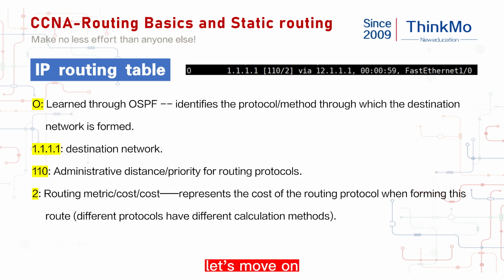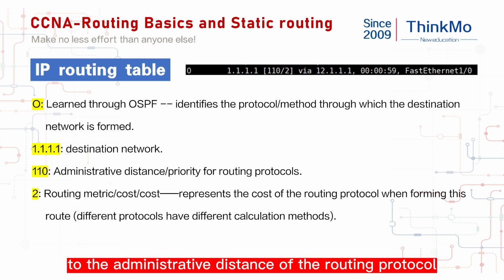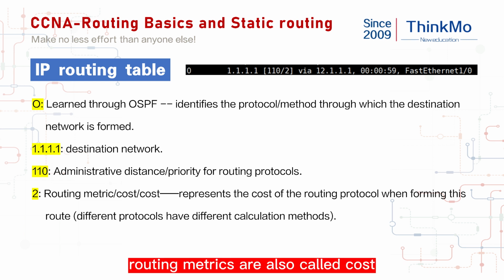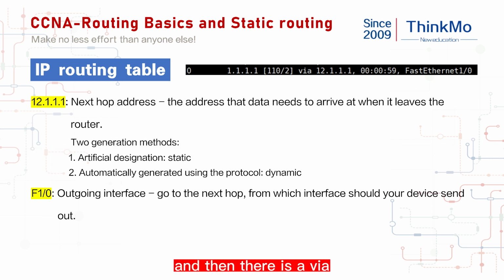Okay. Let's move on. Here is a 110/2. 110 refers to the administrative distance of the routing protocol, followed by a 2. It's called routing metric. Routing metrics are also called cost. It has many names. And then there is a via.